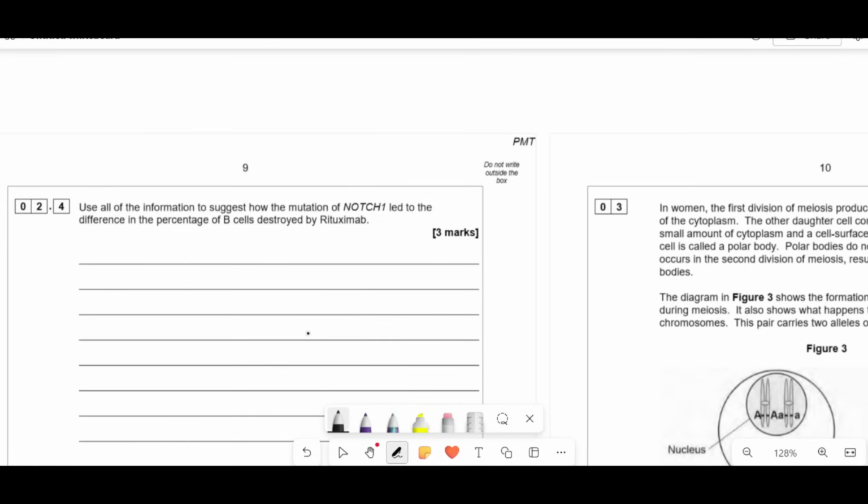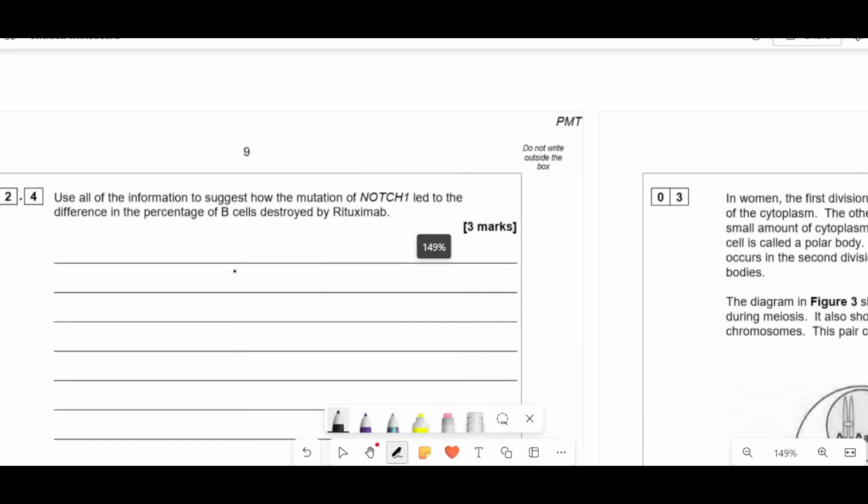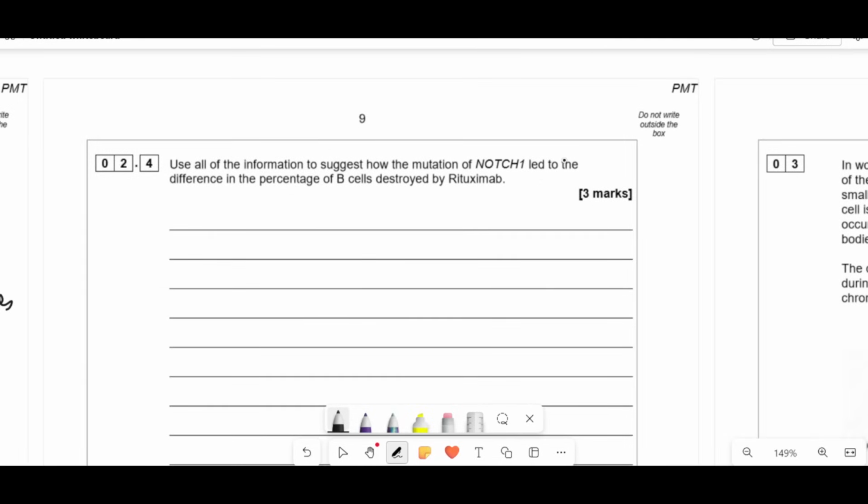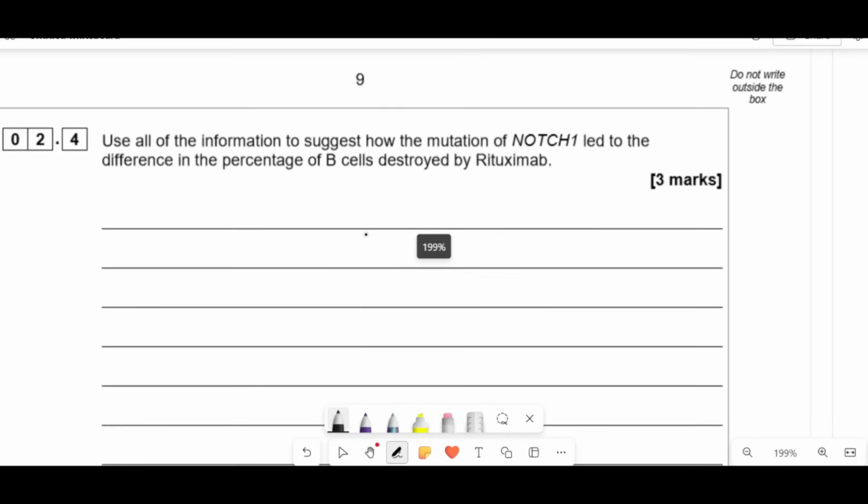There you go. So then it says use all this information to suggest how the mutation of the Notch1 led to the difference in the percentage of B cells destroyed by rituximab. So I'm calling in now, a lot of people must have been talking about survival and reproduction, and unfortunately that was what was the case. Read the question carefully. What has it said? It said that Notch1 mutation led to the difference in the percentage destroyed, right?